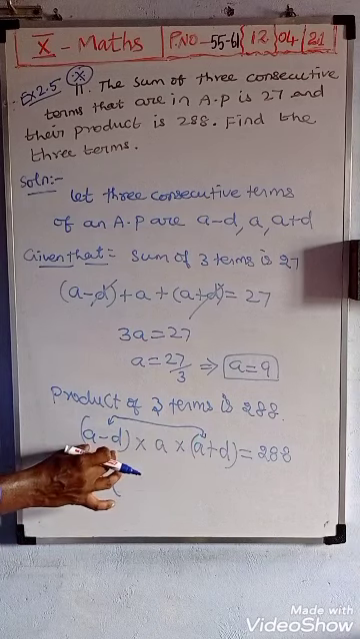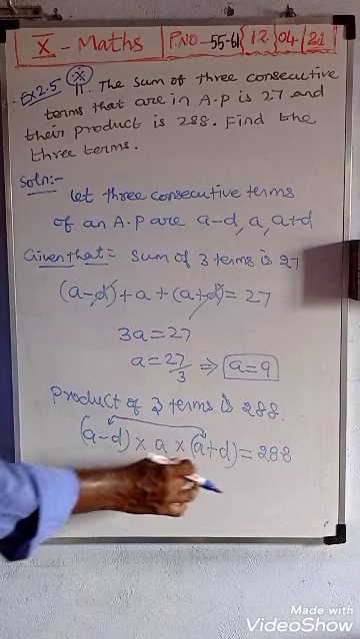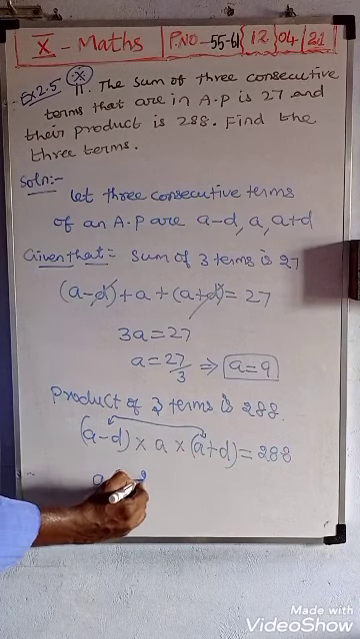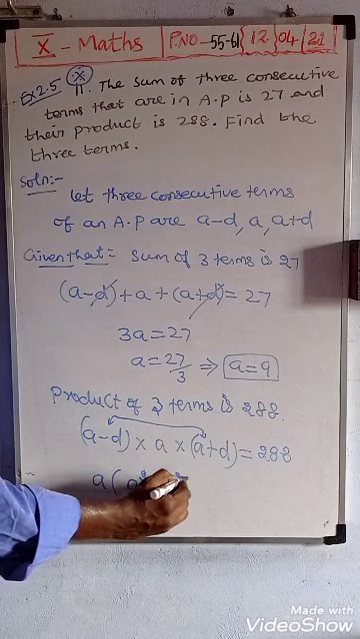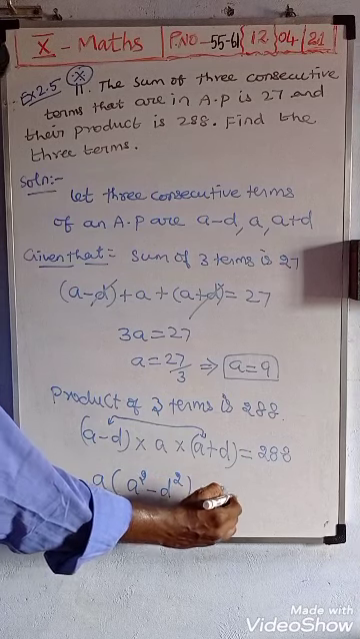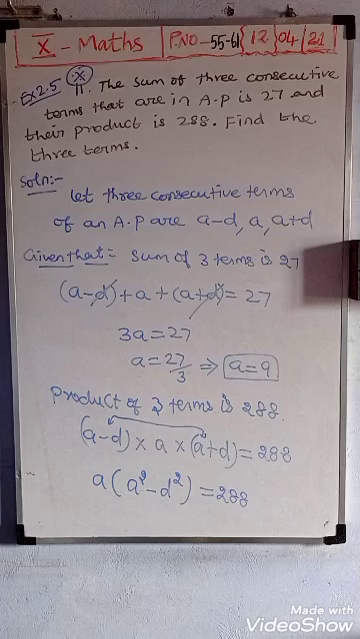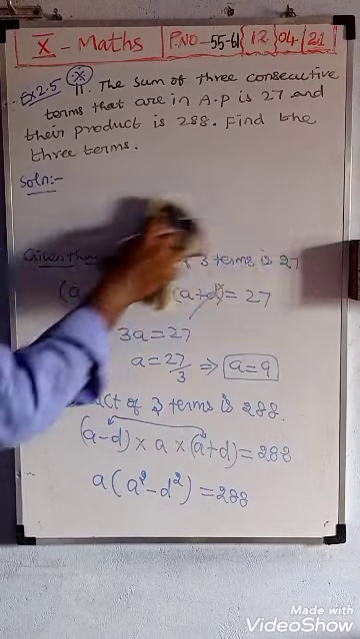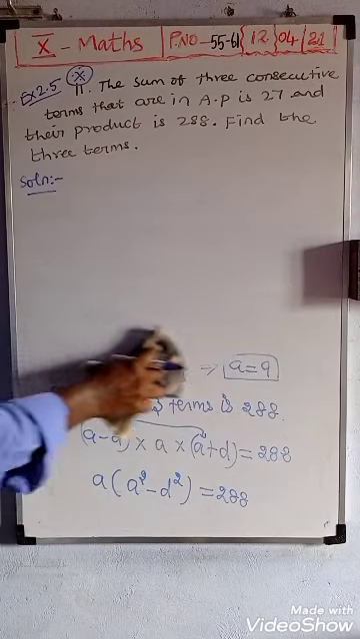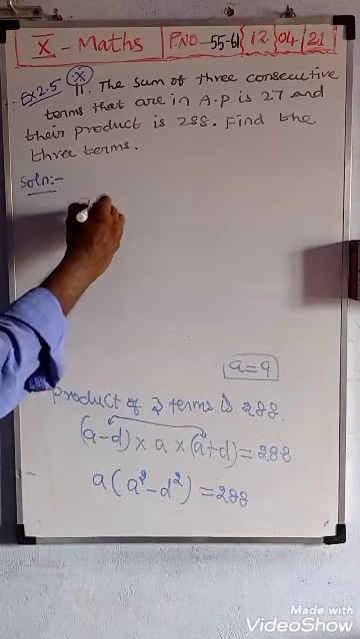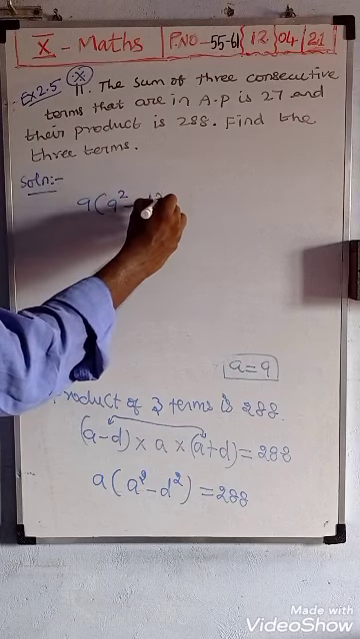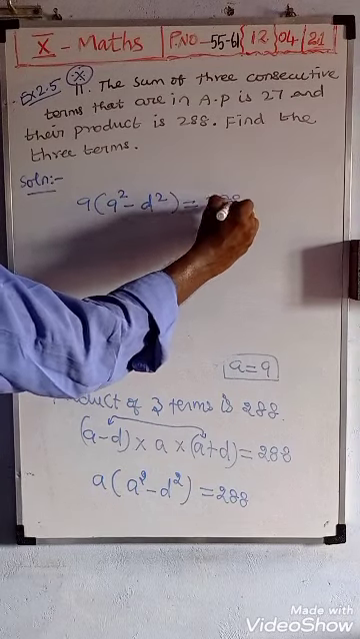Now what is the formula of A minus B into A plus B, or else A plus B into A minus B? A square minus B square. So A square minus B square is equal to 288. Using this formula, we will receive A square minus D square. Now the next step, we want to substitute the A value, which is 9. So 9 into 9 square minus D square is equal to 288.